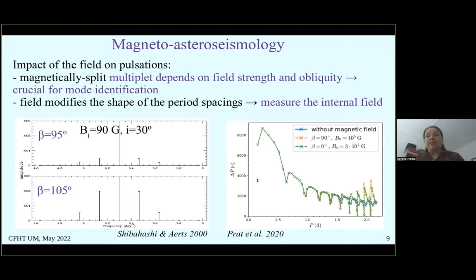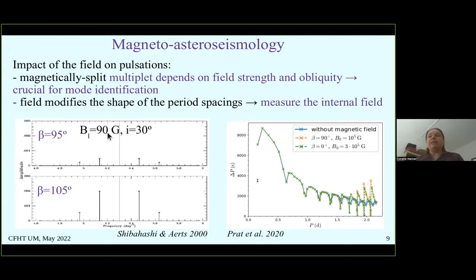So I cannot show you all the science we want to do with this data, but I have taken a few examples. First, magneto-asteroseismology. The magnetic field has a very strong impact on the pulsations in the stars. And for example, when you observe pulsation frequencies, if there is a magnetic field, the pulsation frequency will be split into a multiplet. And what this multiplet looks like in the observation, for example, in TESS observation, depends on the magnetic field strength, but also on the inclination, the obliquity of the magnetic field compared to the rotation axis. And you see this on the figure on the left side.